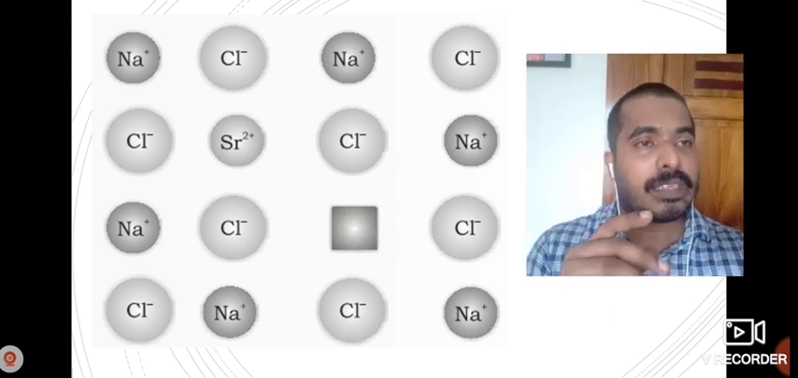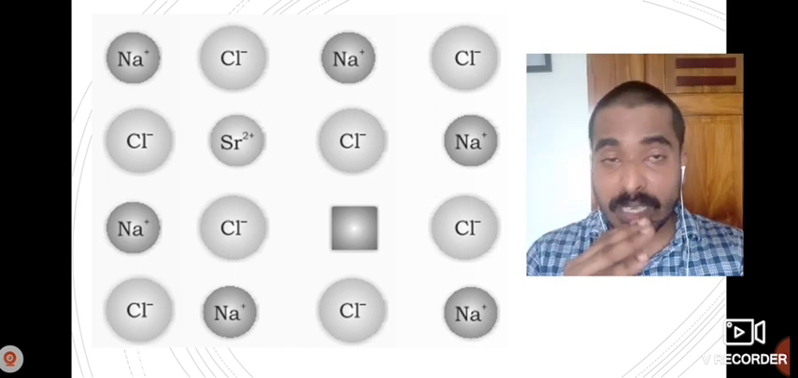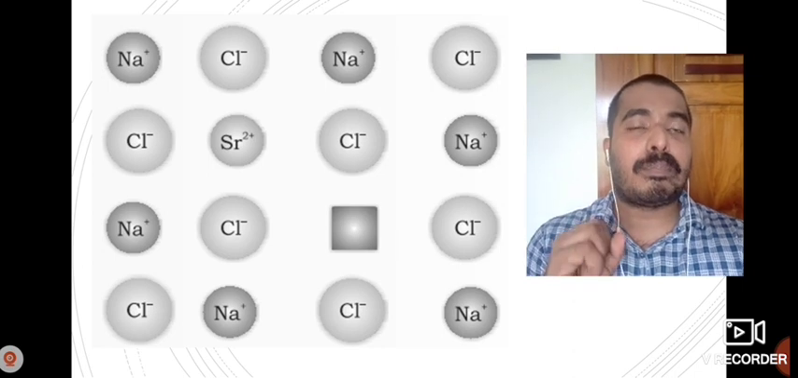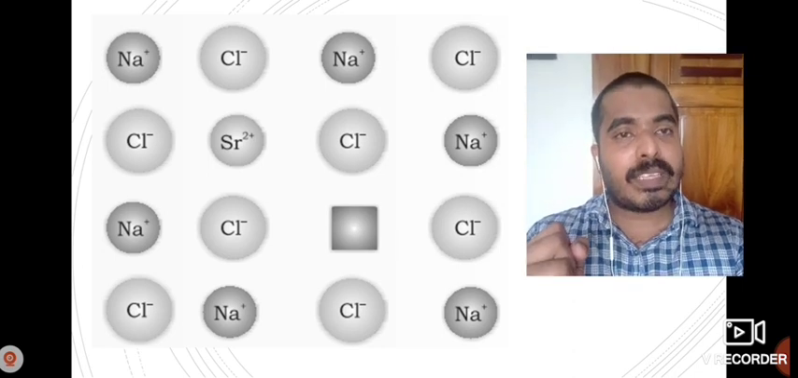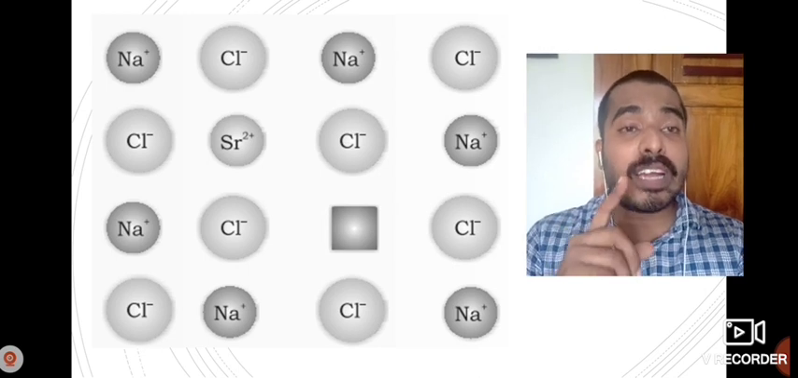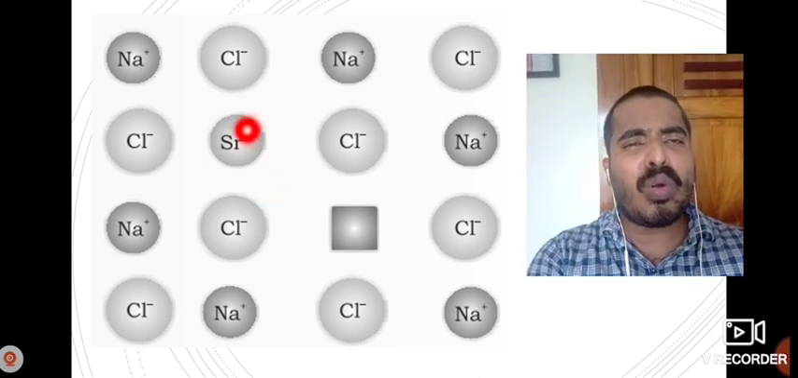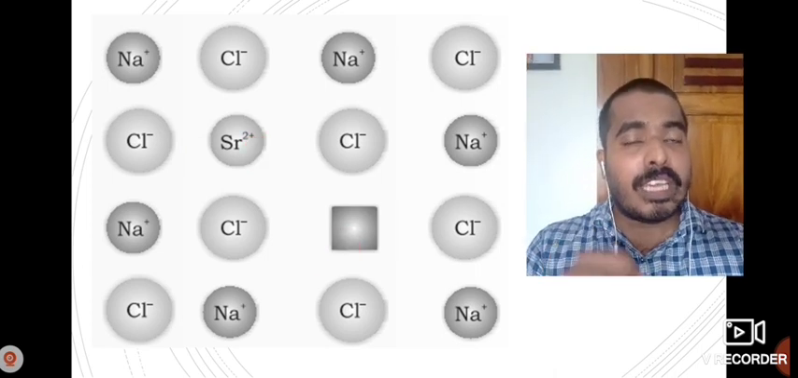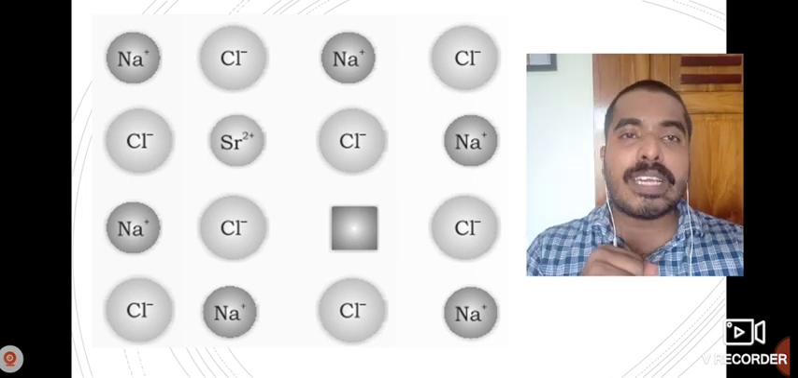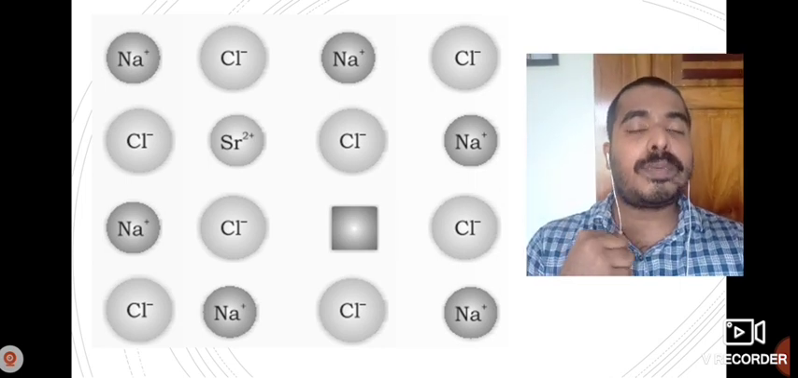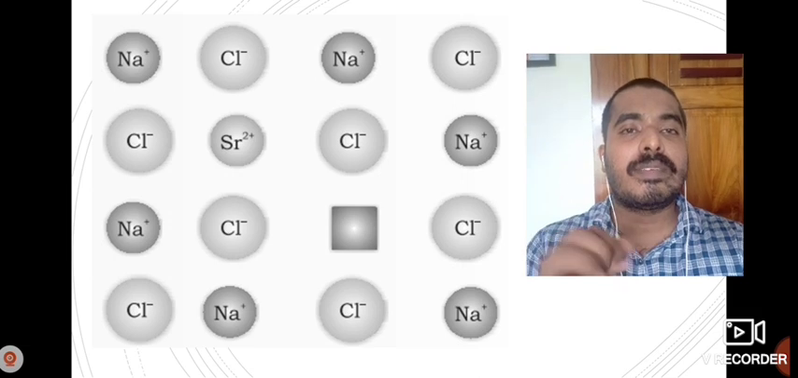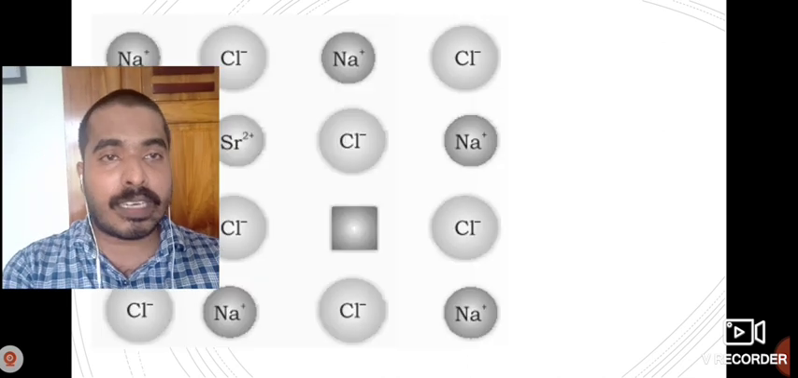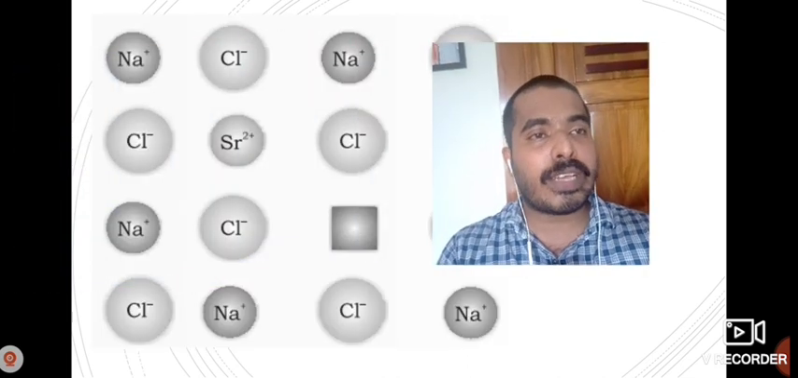So remember one thing, the ratio you should remember here is that each Sr2 plus replaces 2 Na plus. Each Sr2 plus creates one cation vacancy. If one Sr2 plus is introduced, one cation vacancy is created. If 10 Sr2 plus are there, 10 cation vacancies will be there. If 20 Sr2 plus, 20 cation vacancies. Here there are 10 raised to minus 5 mole Sr2 plus, so the answer is 10 raised to minus 5 mole cation vacancies.